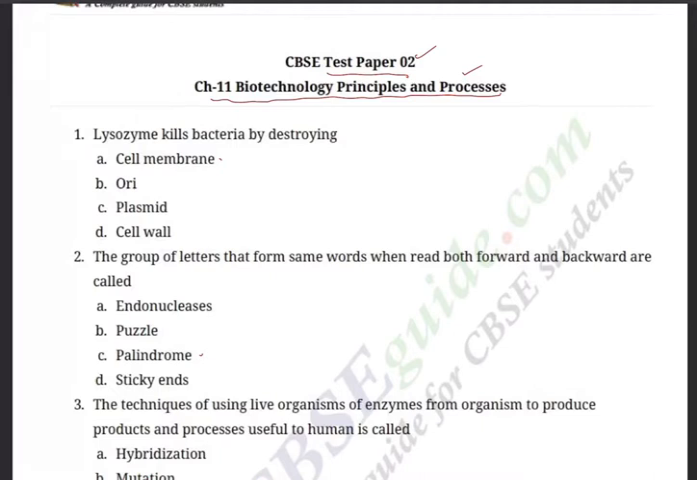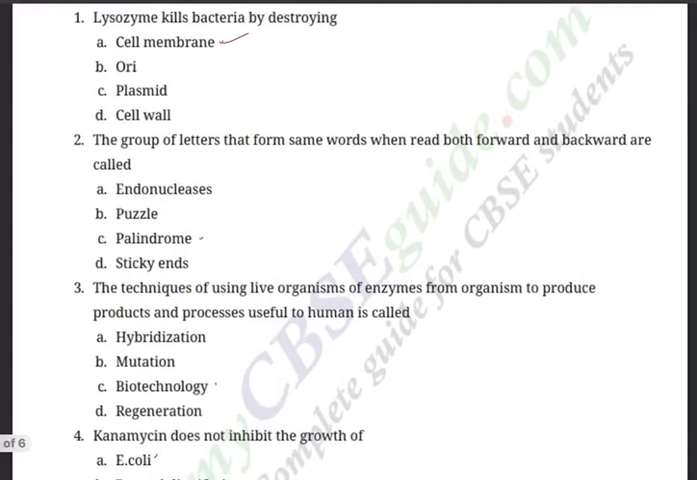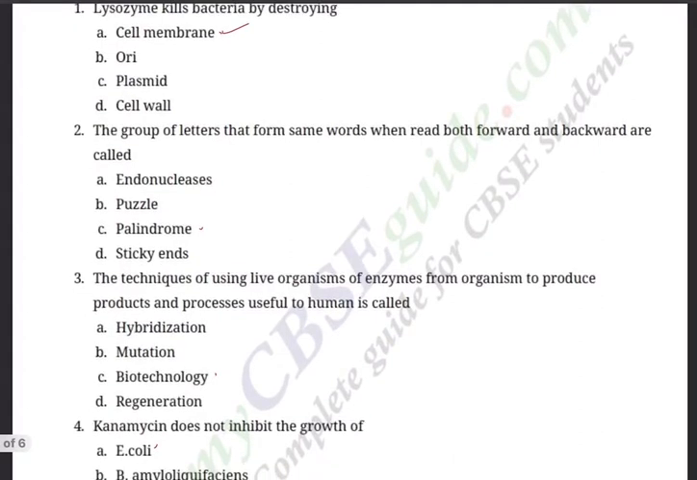So as usual, first you have MCQs, multiple choice questions. Let's answer first. Question number 1. Lysozyme kills bacteria by destroying cell membrane, ORI (origin of replication), plasmid, or cell wall. I think lysozyme, cell membrane.